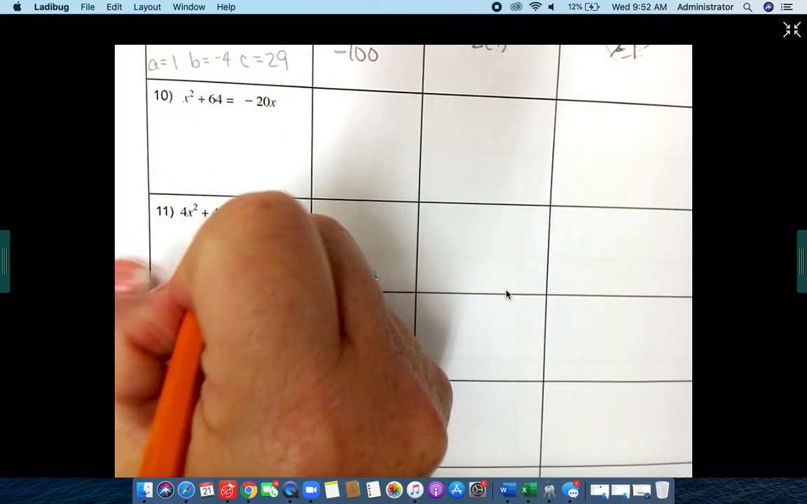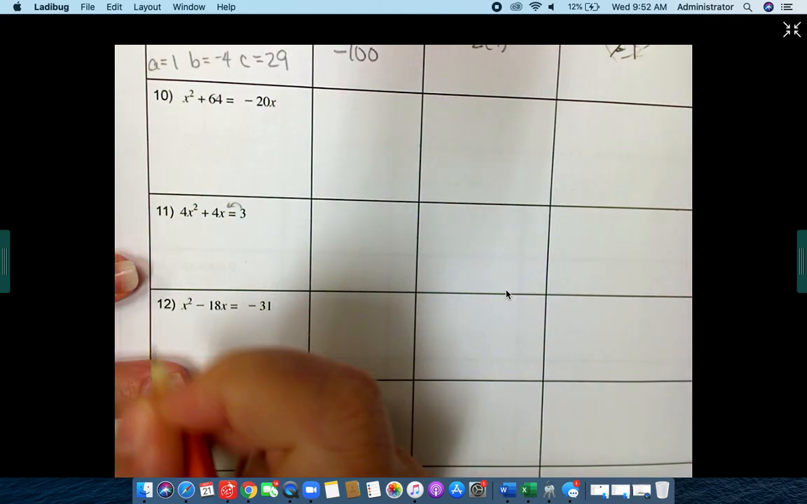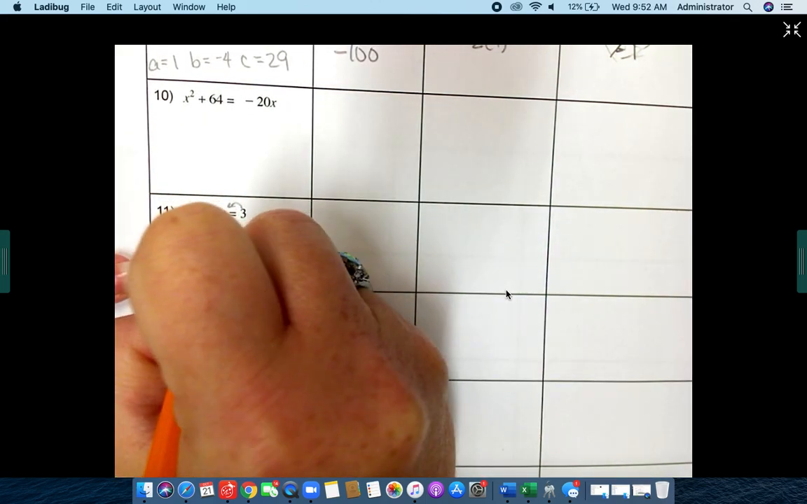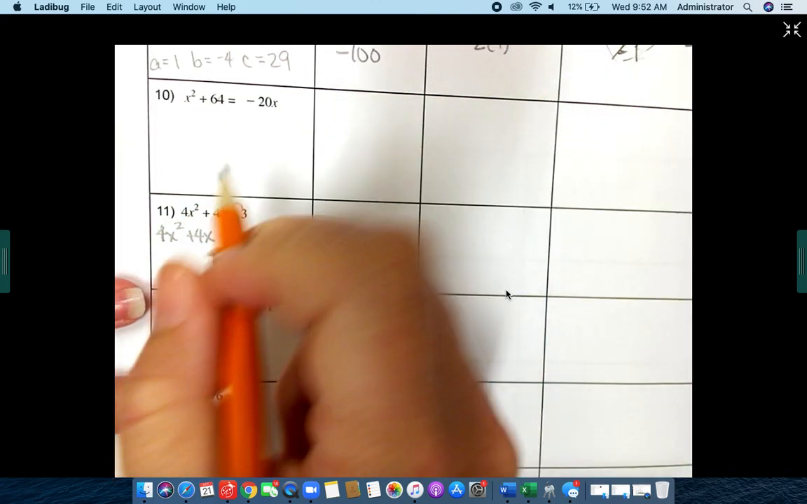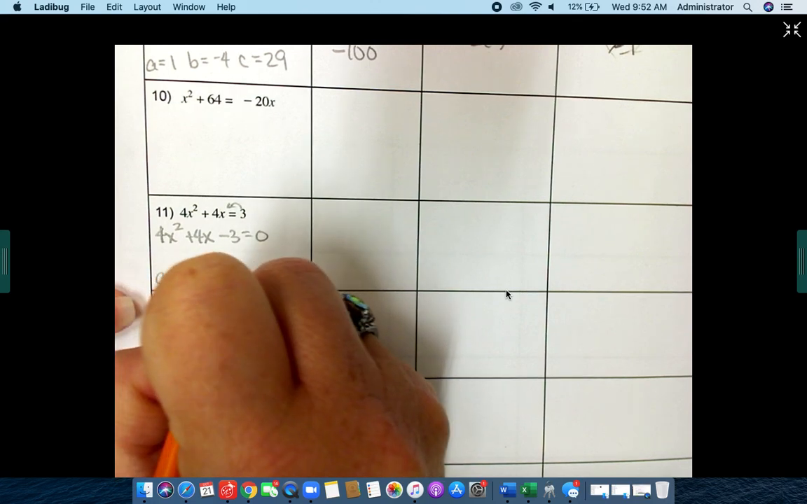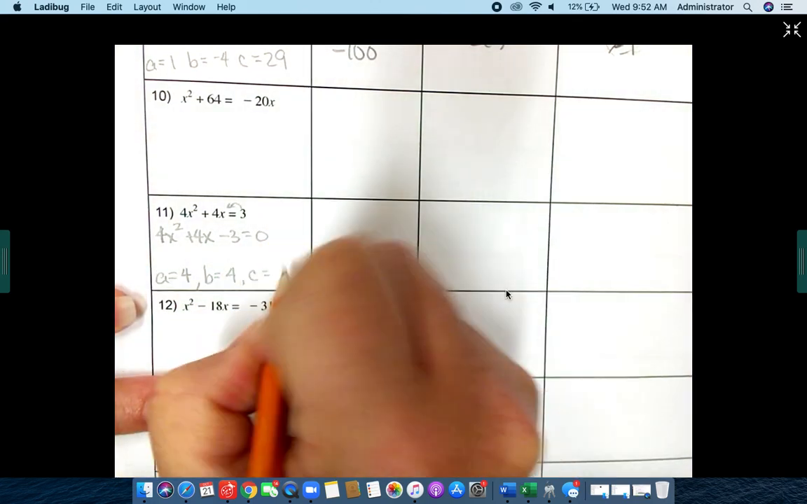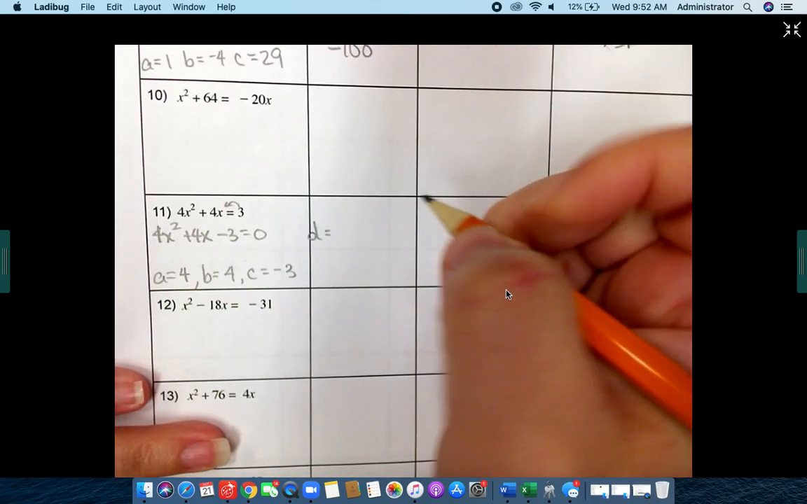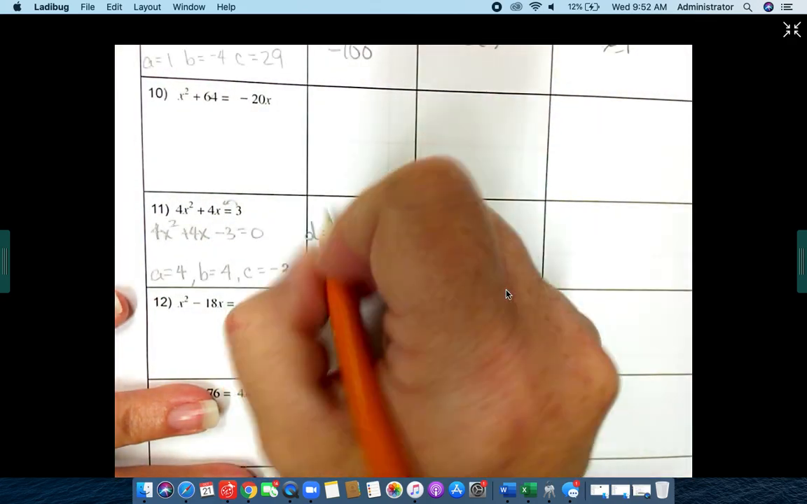All right, for number 11, we're going to move our constant term over. So I'm going to have minus 3 equals 0. My a is 4. My b is 4. My c is negative 3. So hopefully you're catching on. This repetition is to help you get better and better.